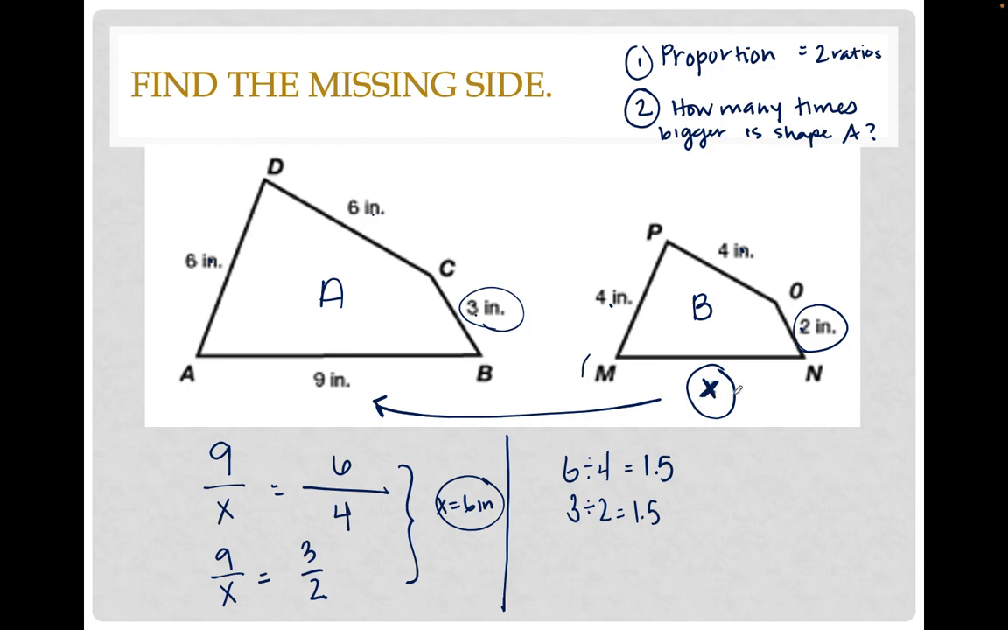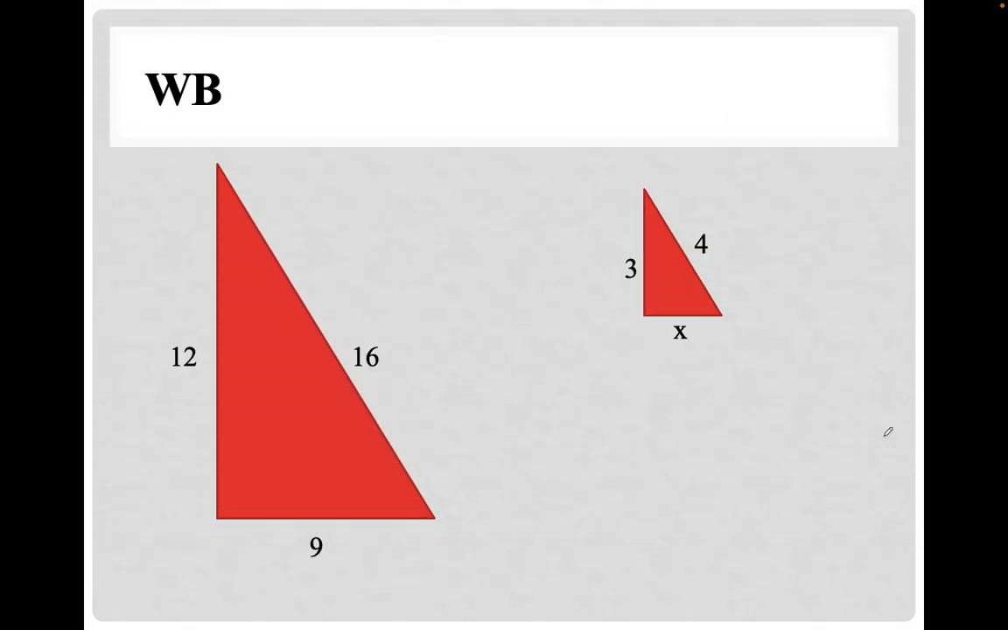Now, if I'm trying to figure out x, in this case it's a little different than our last example. 9 is 1.5 times bigger than x. So instead of multiplying 9 times 1.5, in this case we're going to divide 9 by 1.5, because we want it to get 1.5 times smaller, which gives us our answer of 6 inches. There's two ways you can solve that problem. Take a moment to give this one a try.